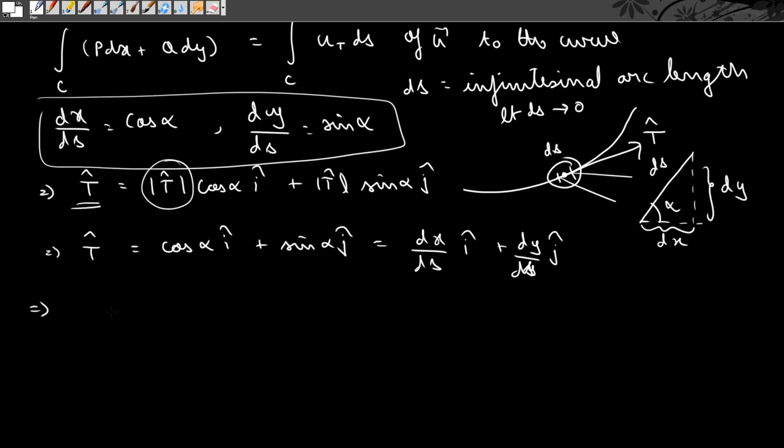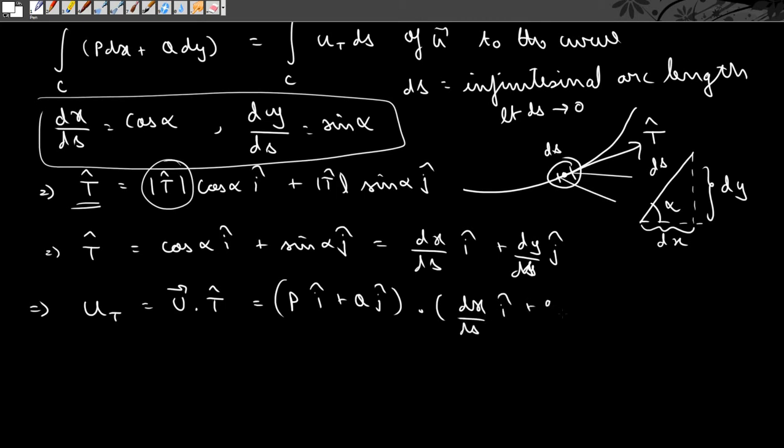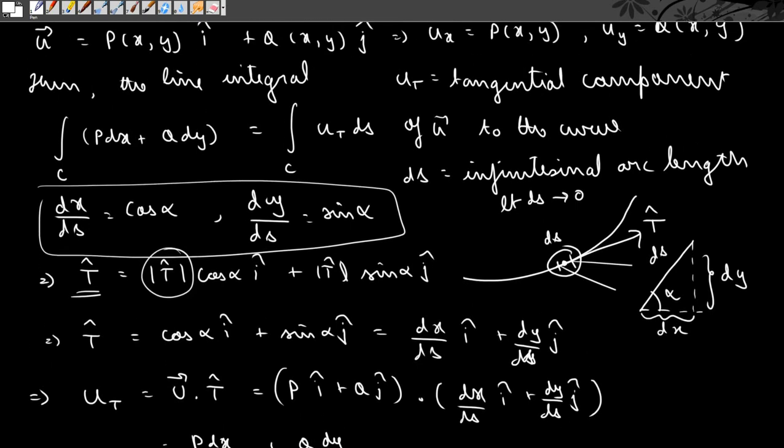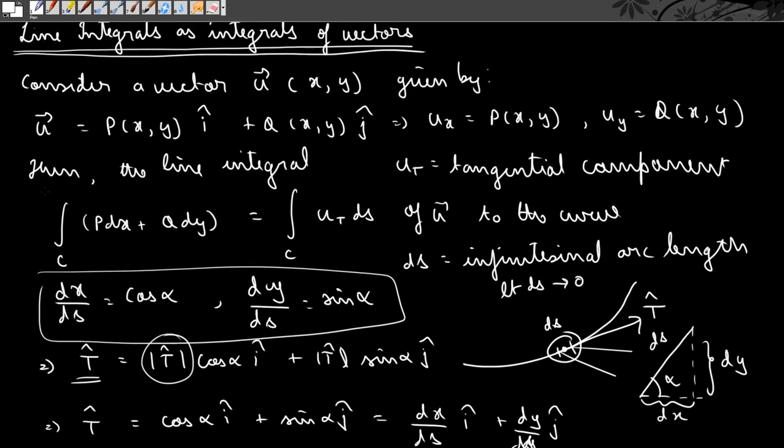So this implies that our u_t is going to be the dot product of u with the tangent unit vector. So this is nothing but P i cap plus Q j cap dot dx by ds i cap plus dy by ds j cap, which is nothing but P dx by ds plus Q dy by ds. And what we are trying to prove here is that these two quantities are equal. That is what we are trying to prove.